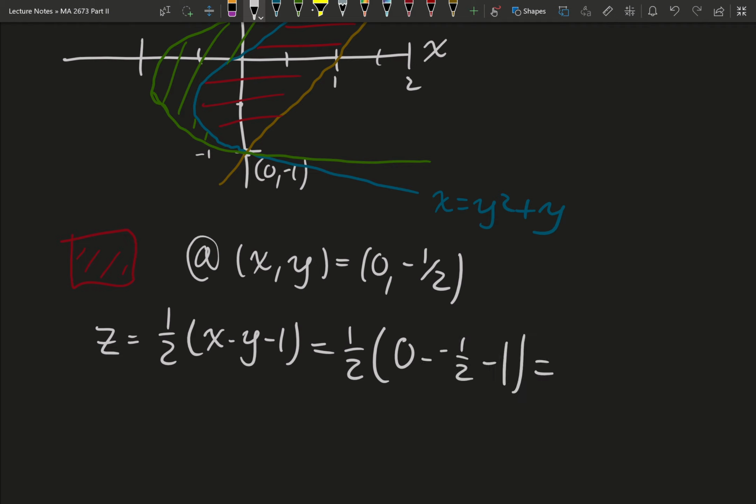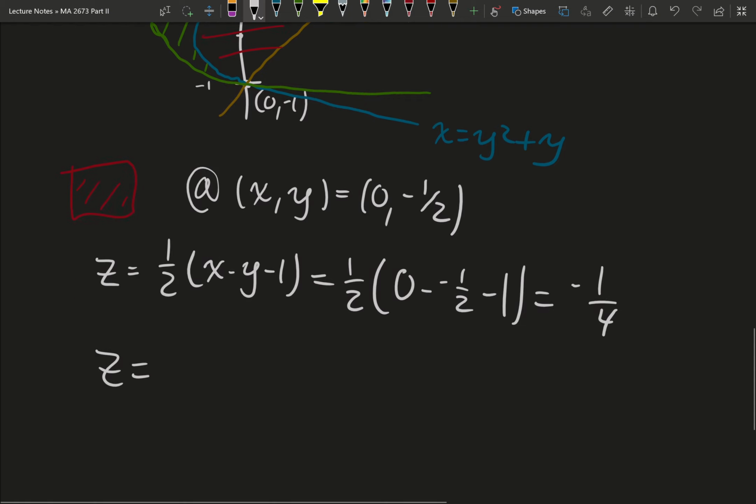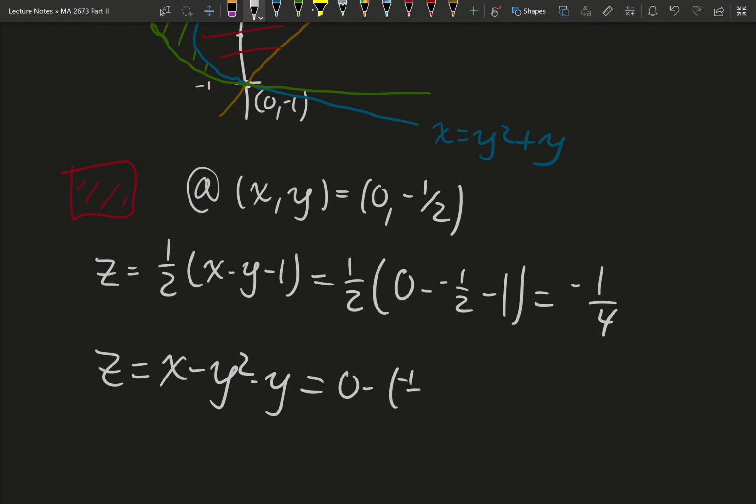We end up with a -1/4. We have z equals x minus y squared minus y. Evaluate that there. We get 0 minus -1/2 squared minus -1/2. So that should be -1/4 plus 1/2, so that is a +1/4.